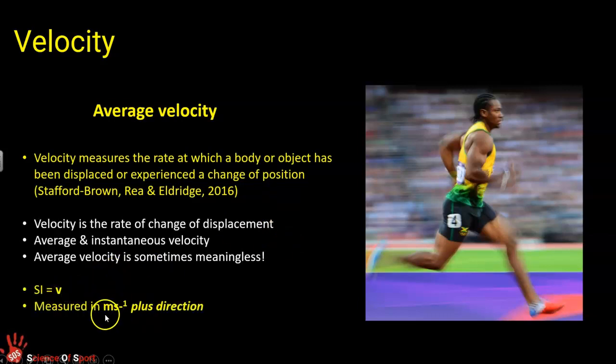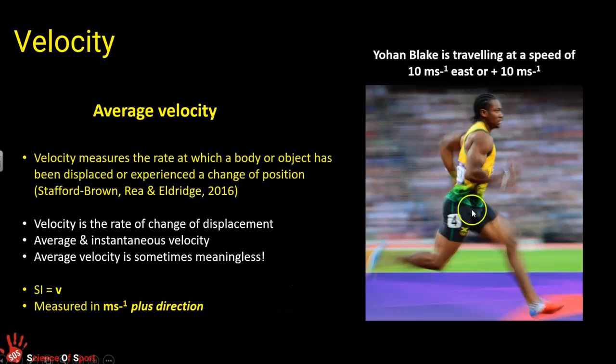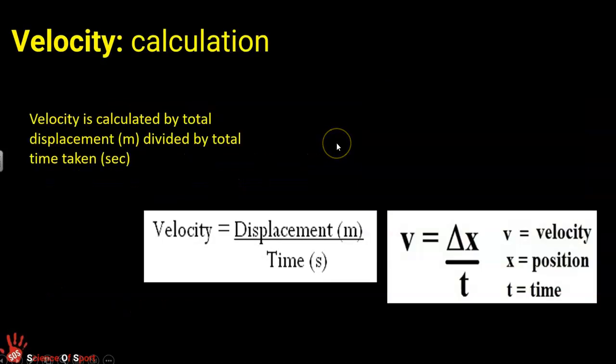Its unit is meters per second, same as speed, but you should add a directional reference there if we're being technically correct. And the symbol is V, so speed was S, velocity is V. Here's our example, the same example again then. If we were going to represent Johan Blake's velocity, we should say he was travelling at a velocity of 10 meters per second east, or 10 meters per second in a positive direction, or 10 meters per second at an angle of 27 degrees. There should be some directional value there.